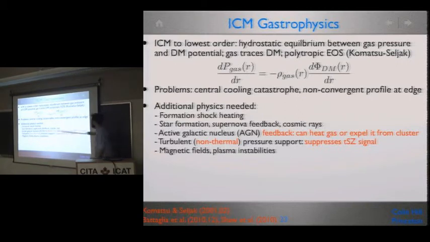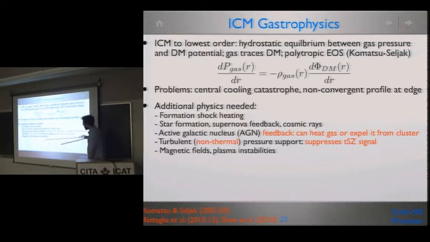And then two things that have been found to be particularly important in recent years. In the outer regions of clusters, you can have turbulent pressure support, which gives you this non-thermal term on the left-hand side of this equation. That lets you add another term on the left-hand side, so then you can suppress this thermal term, and that therefore suppresses the TSZ signal.